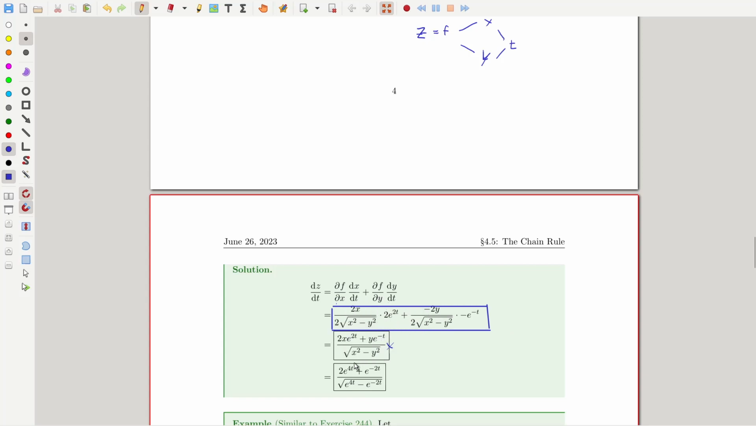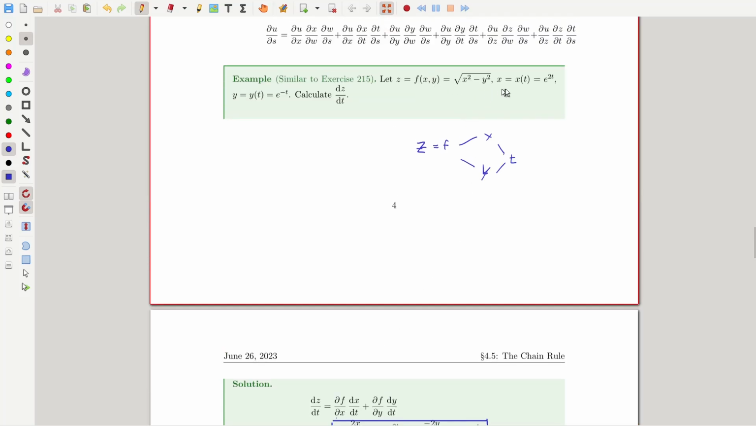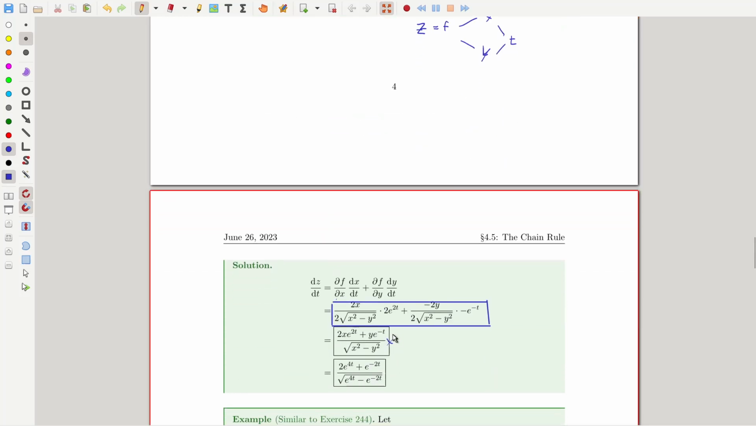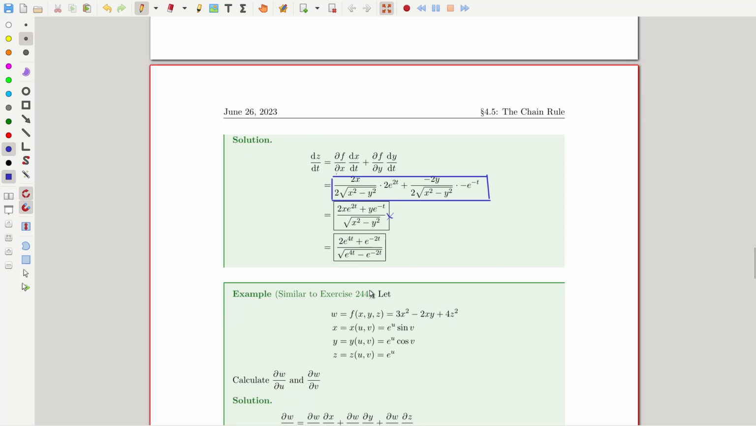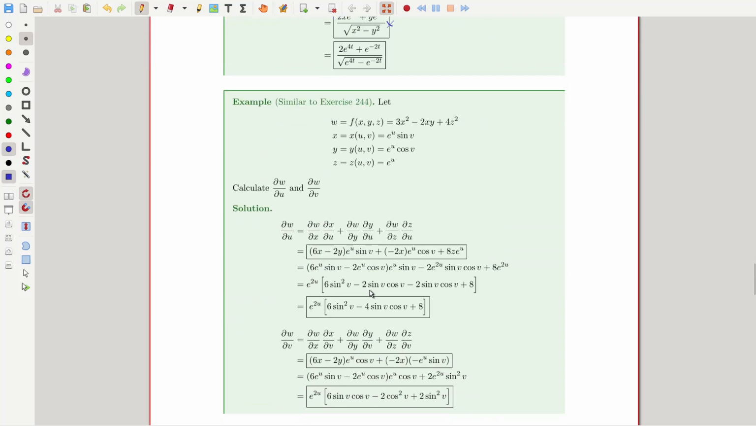So first I simplify. I think that's just collecting things together, and then you can replace. So you have that x is e to the 2t and y is e to the minus t. So then just replacing those in, and then simplifying. Notice I simplify on the top as well as on the bottom, so that ends up giving you this expression that it's all in terms of the variable t. Okay, so that's the simple example for chain rule.